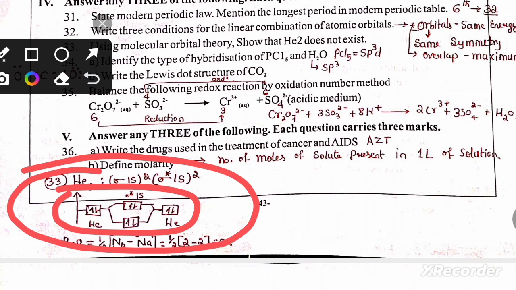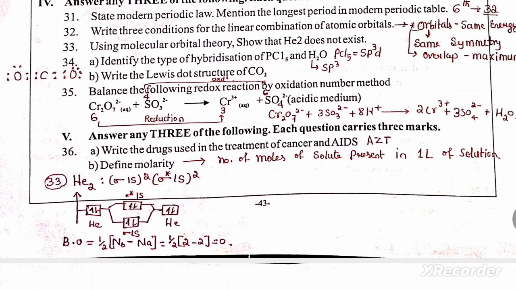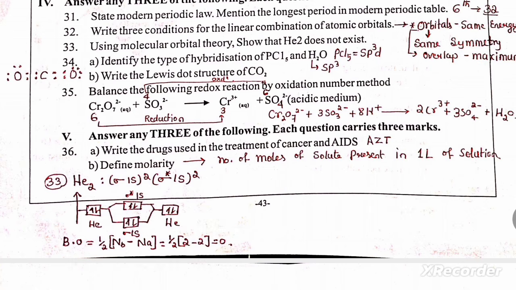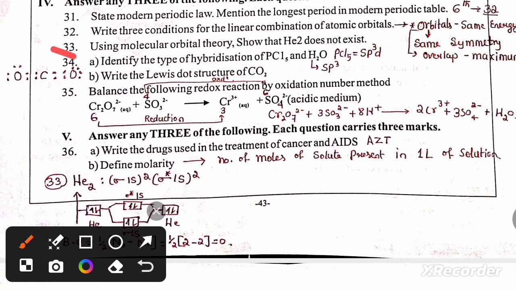This is the orbital diagram where you can find 2 electrons in bonding and 2 electrons in anti-bonding orbital. So when you find out the bond order, bond order is half of the number of electrons in bonding molecular orbitals minus the number of electrons in anti-bonding orbitals. When you calculate, you will get bond order 0, which means the helium molecule cannot exist because it's a noble gas. Then the next question is the 34th question.